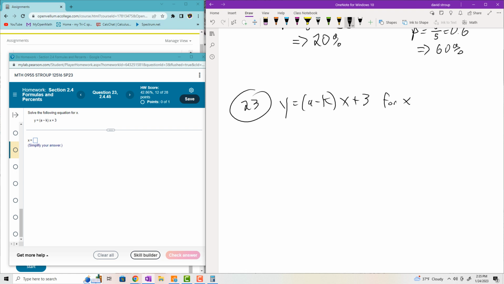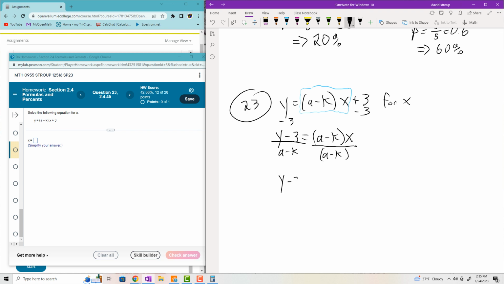Okay, so here I kind of want to isolate anything that's attached to the X. When you get that blue box all by itself, I'm just going to minus 3 on both sides. Right? And then you'll be left with A minus K times X. You may be tempted to distribute here, but that's going to kind of make you go in reverse. What you really want to do is divide by this A minus K expression.